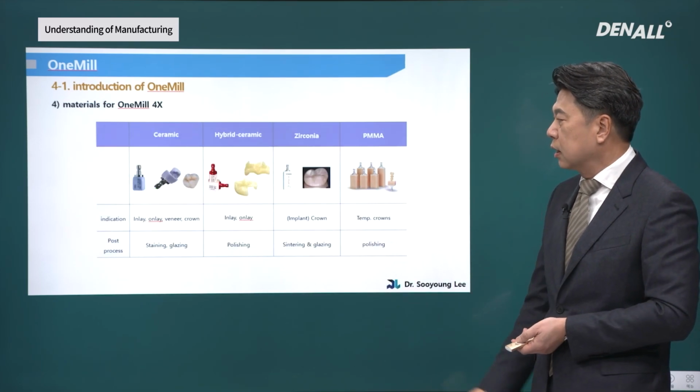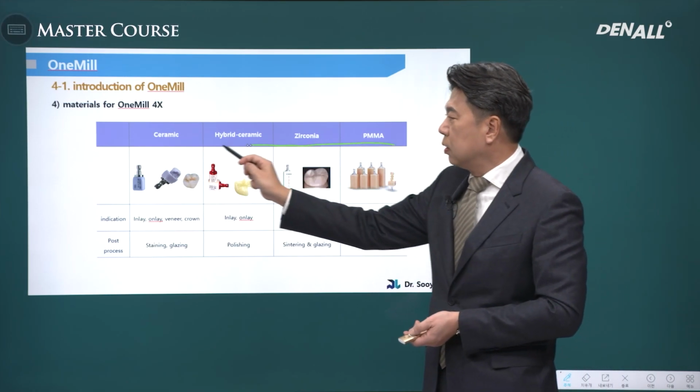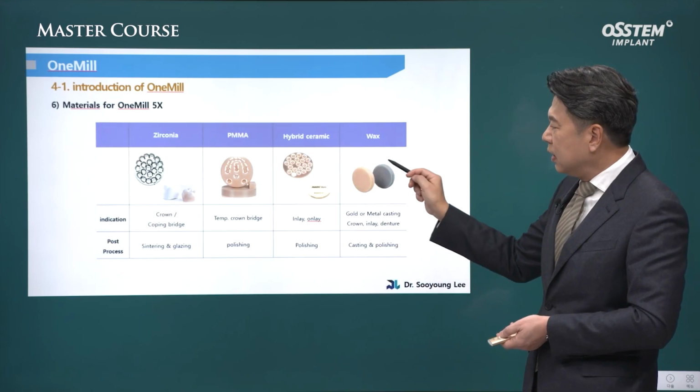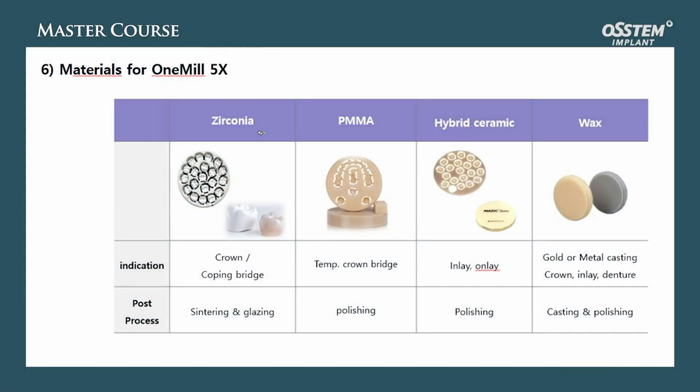These are the materials that can be used. For the 5-axis machine, discs are used. Zirconia and PMMA are used quite a lot, and also hybrid ceramic and wax for testing.